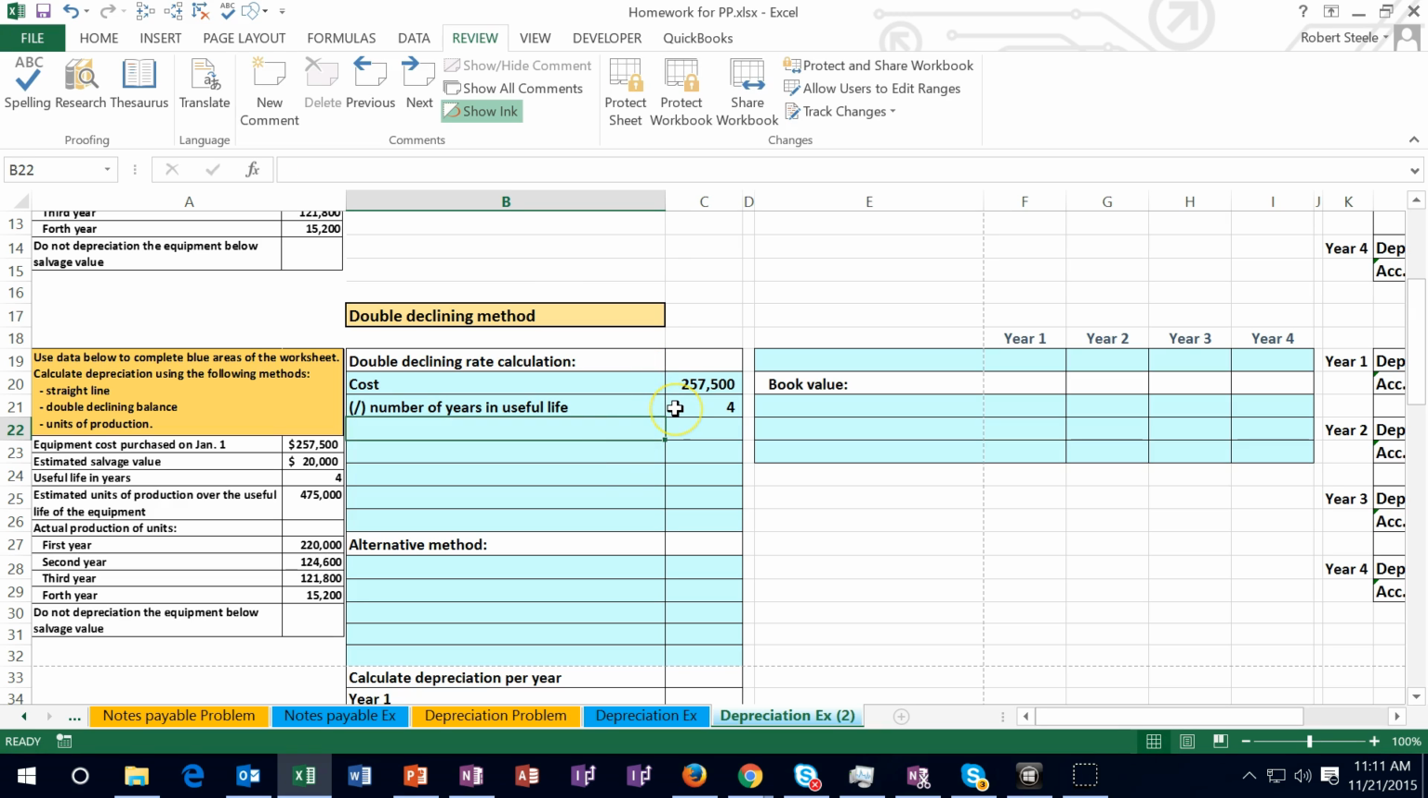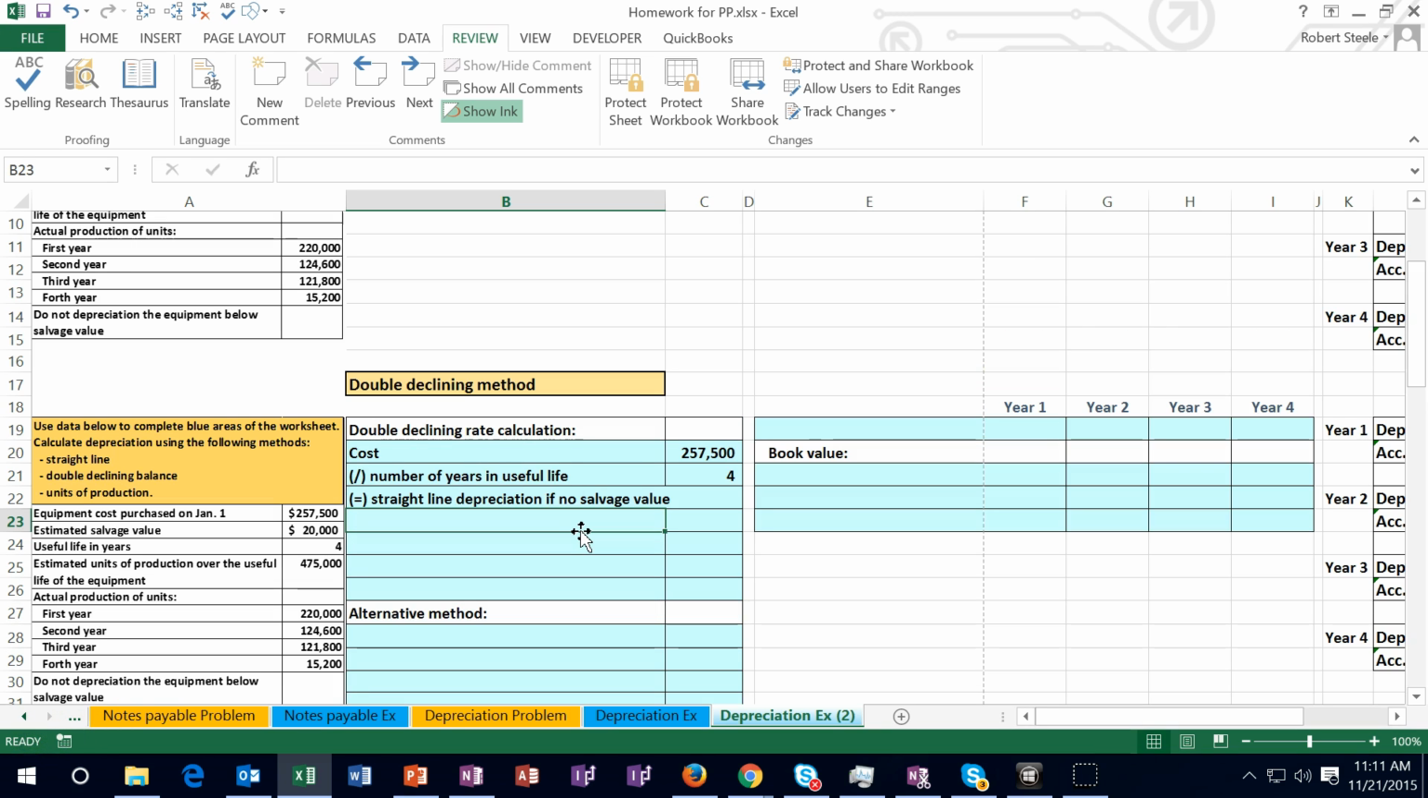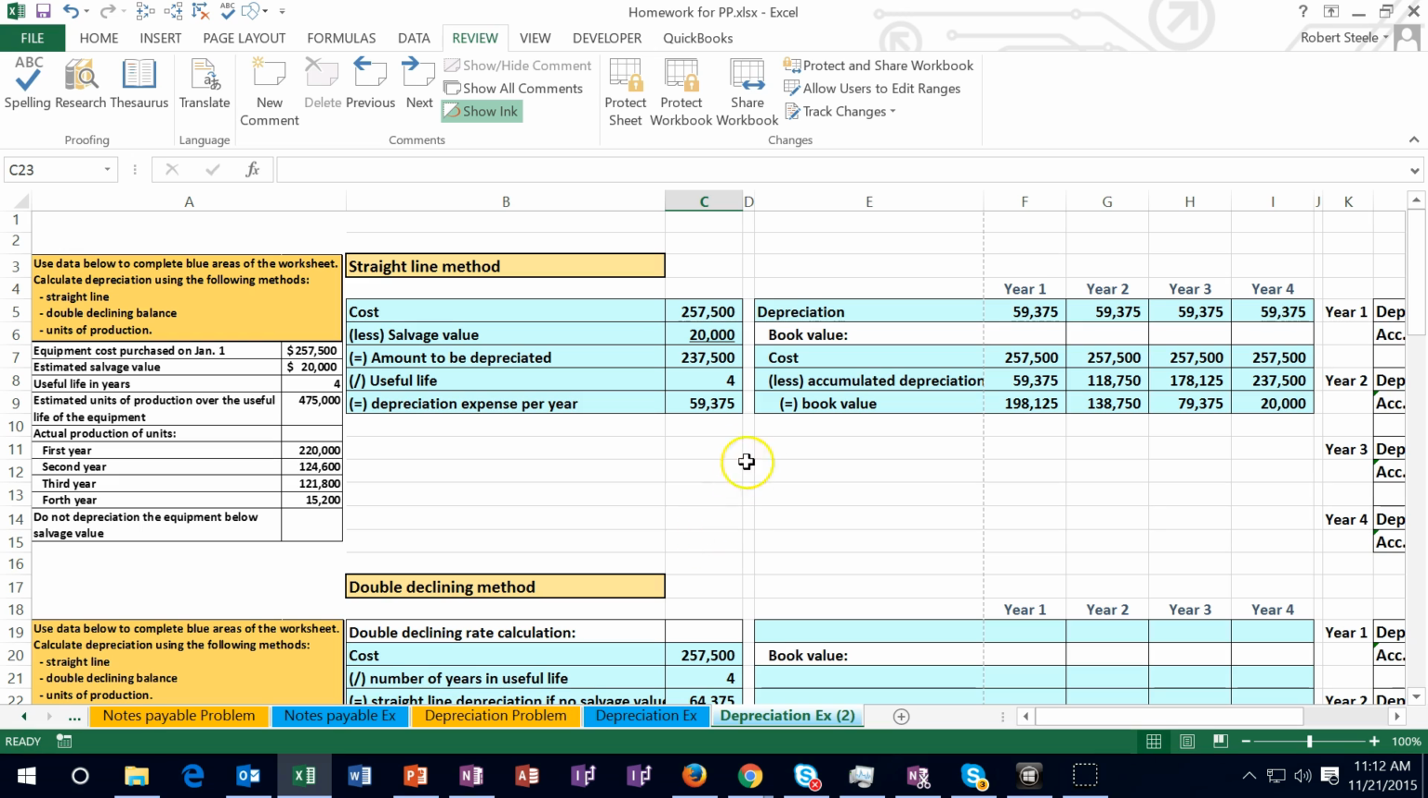We take this divided by that, and that will give us the straight line depreciation if there was no salvage value. So I'm going to do that calculation: $257,500 divided by 4 years. Therefore, if we had no salvage value of the $20,000 and we just calculated straight line depreciation, we would depreciate $64,375. Once again, remember that under the straight line method, we did have salvage value, and we took that out before dividing by 4. So keep that distinction in mind.